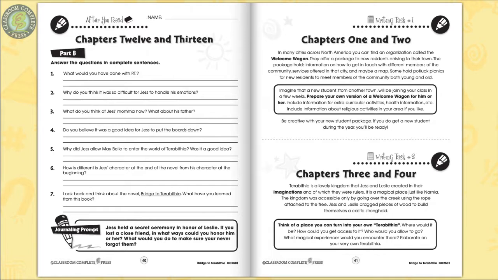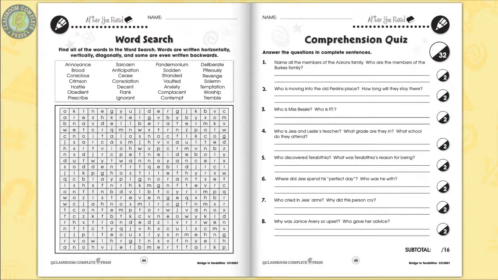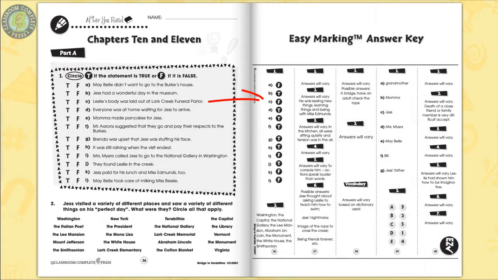6 additional writing tasks follow. Supplement an existing unit with in-depth writing tasks, such as having students create their own imaginary place like Terabithia. A word search puzzle and comprehension quiz ends the unit. The easy marking answer key works by lining up perfectly with the matching question pages.